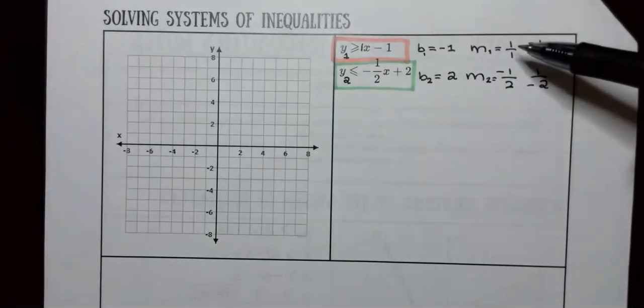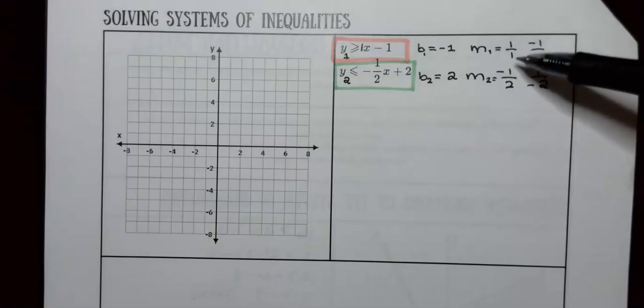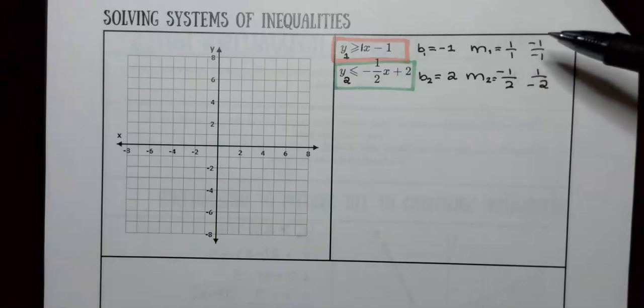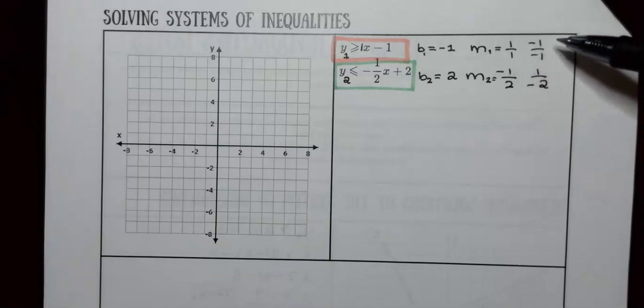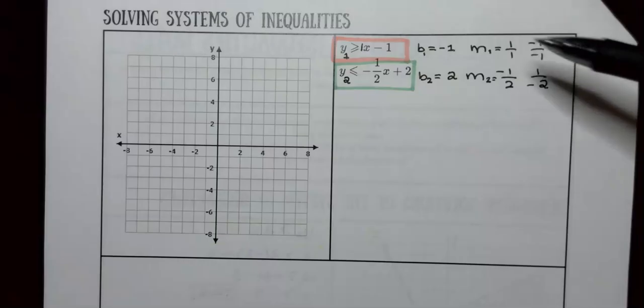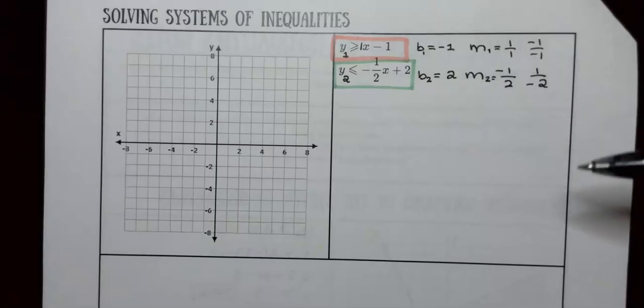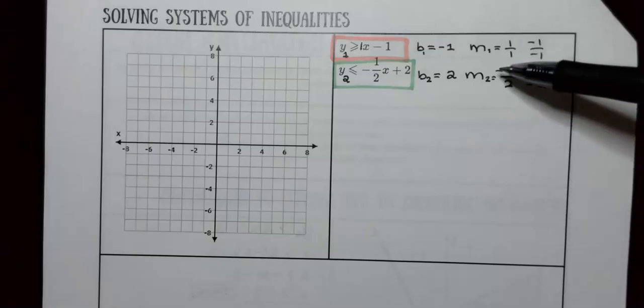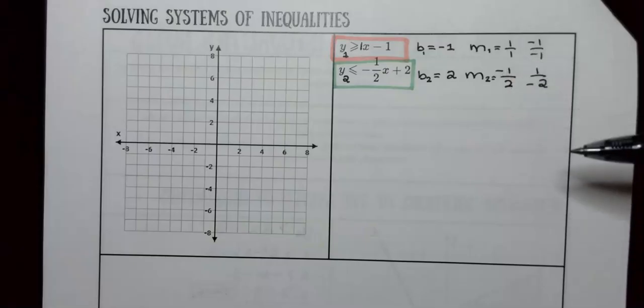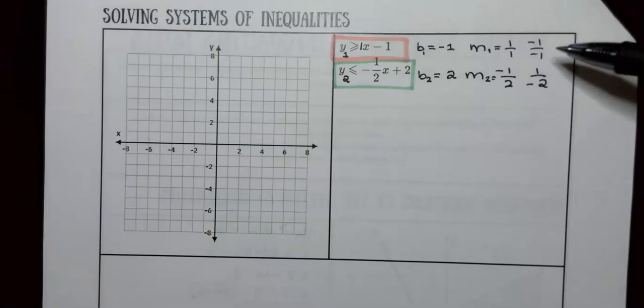so I'm going to write my slope is 1, but in order for us to do rise over run, we have to do 1 over 1. And then I went ahead and did the opposite slope, which is -1 over -1. So we're changing the sign on both of these. If you look at the second equation, we said 2 is our y-intercept. Our slope is -1 over 2, and then the opposite is +1 over -2. All right, with that being said, let's go ahead and graph the first one.